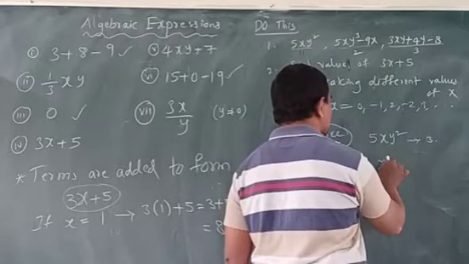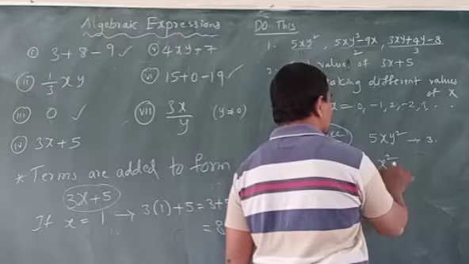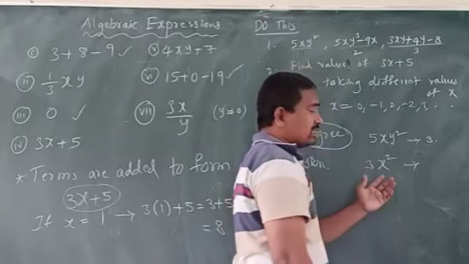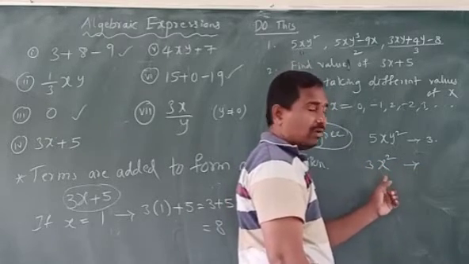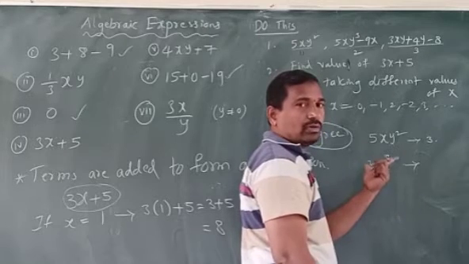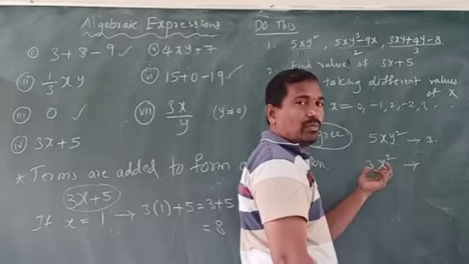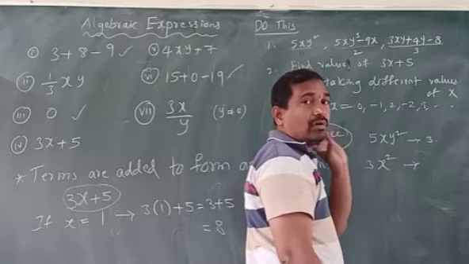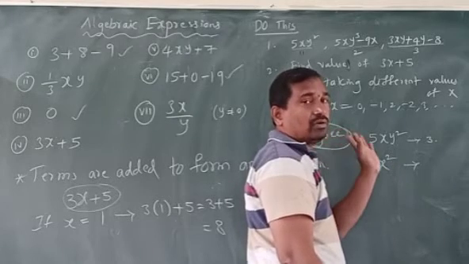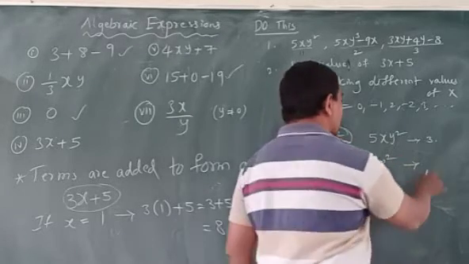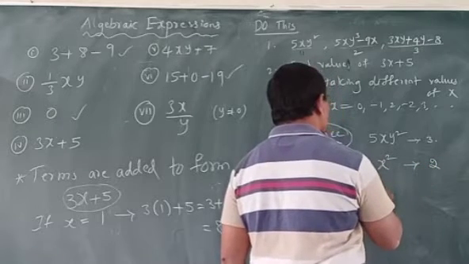For example, 3x square. What is the degree? Here there is only one variable. What is the power? 2. There is no need to add. If there is more than one variable in the product, you have to add. Here degree is 2.